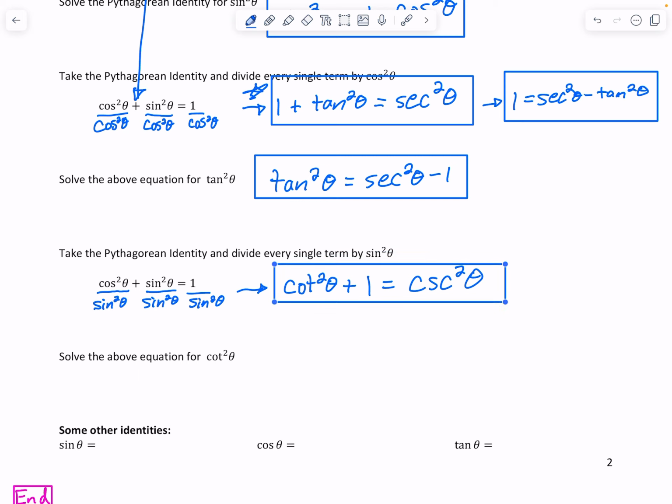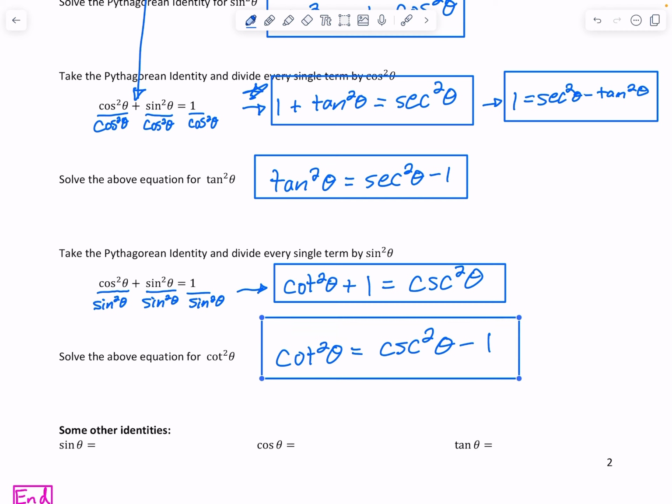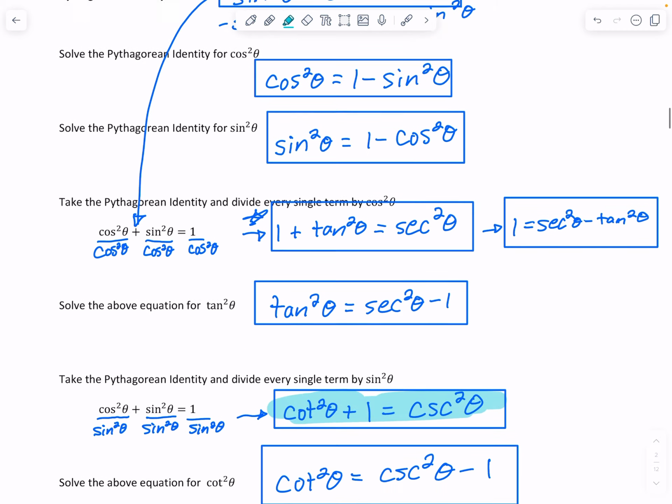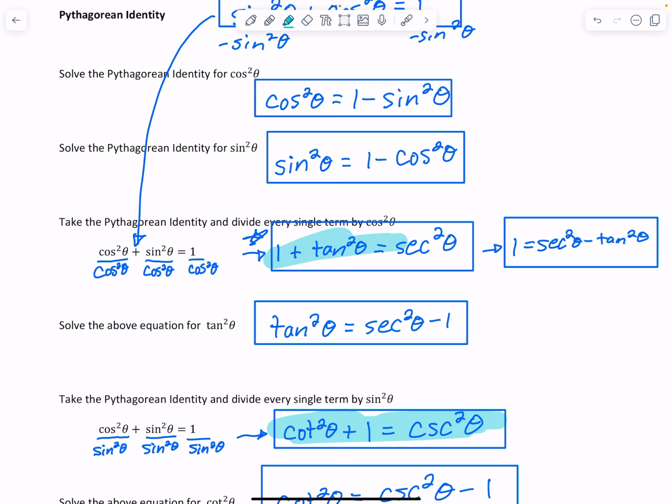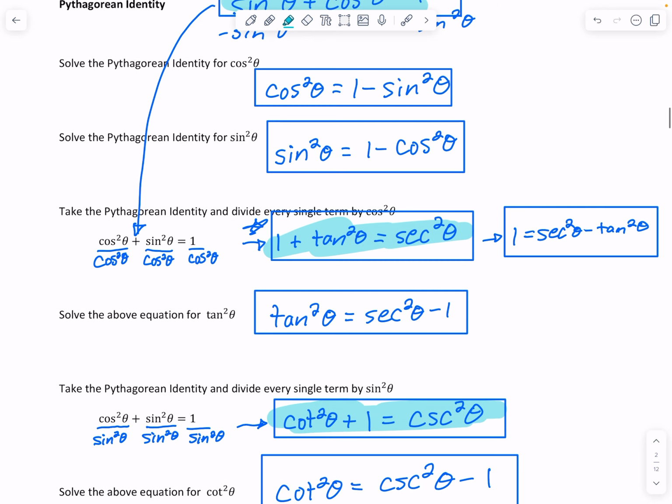I could also solve that for cotangent by minusing 1. So there's another equation. And if you go back and look at that table, I think it was on the left, you'll see it will have these three main ones. This one, this one, and then our original. And then the other ones are manipulations of those. So those are my three.